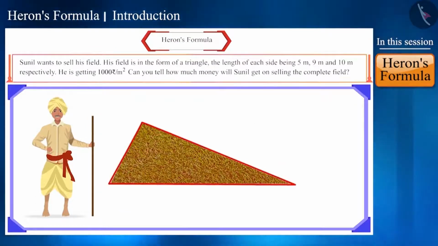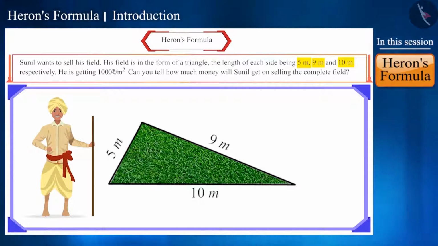Sunil wants to sell his field. His field is in the form of a triangle, the length of each side being 5 meters, 9 meters and 10 meters respectively. He is getting rupees 1000 per square meter. Can you tell how much money Sunil will get on selling this field? Let's try to help Sunil by finding the answer to the question.